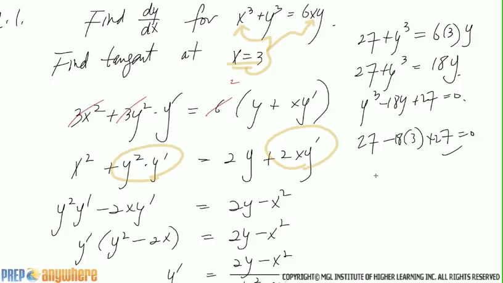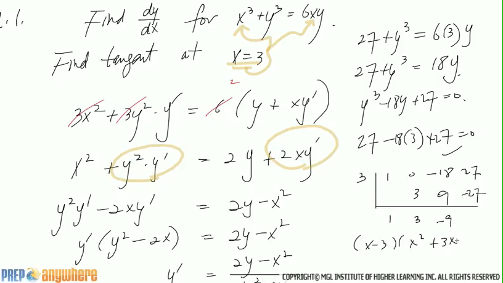So anyway, we found one root. That means we can just plug it in, right? Synthetic division with 3: 1, 0, negative 18, 27. So 3, see if I can still remember this, 9, negative 27. So it's y minus 3 and y squared plus 3y minus 9 is equal to 0.